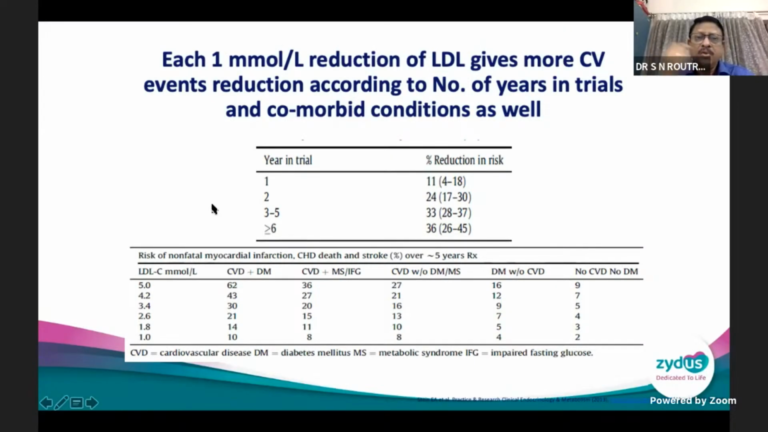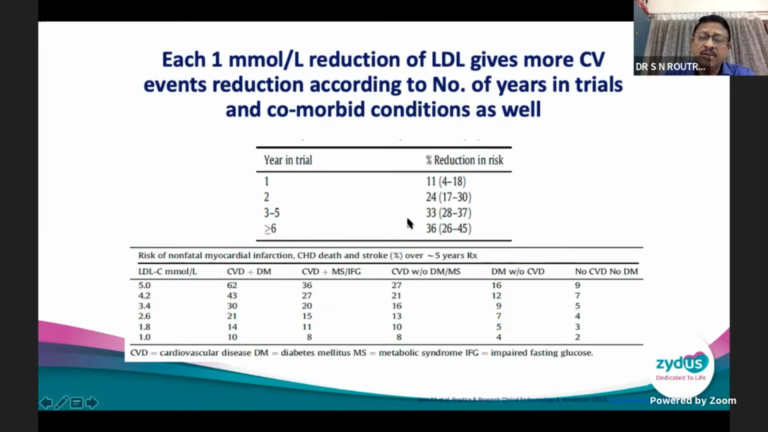If you see here, a 1 millimole per liter reduction in LDL gives more CV risk reduction according to the number of years in trials and comorbid conditions as well. If you reduce the LDL cholesterol by 1 millimole per liter, almost a 23% reduction in CV risk occurs. But this varies from year to year. If this continues for 1 year, the reduction is about 11%, varying from 4 to 8%. If the reduction in LDL cholesterol continues for 2 more years, it is around 24% reduction in the risk. In 3 to 5 years, 33%, and more than 6 years, 36%.